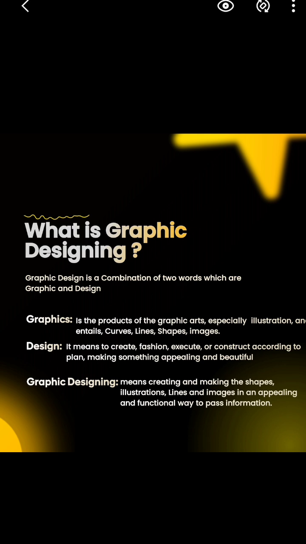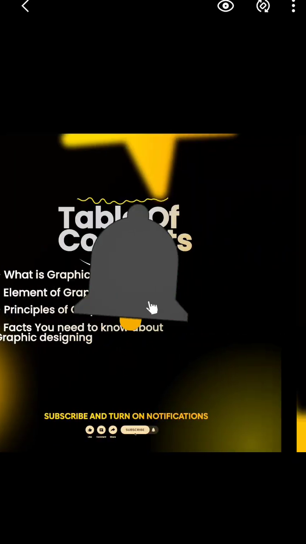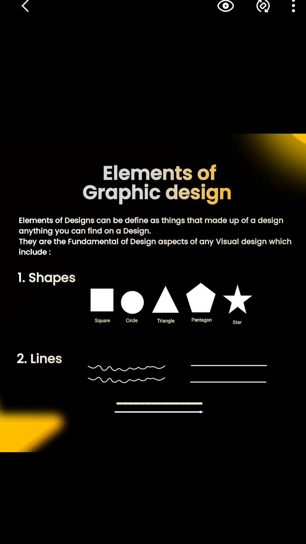So let's move to the elements without wasting much of our time. The elements of design can be defined as the things that make up a design. Anything you can find in a design, such as color, text, images, shapes, lines, form, and so on and so forth. They are the fundamental aspects of any visual design.